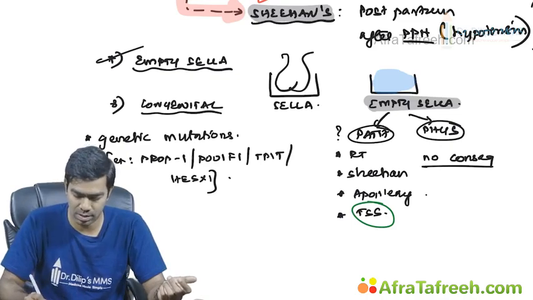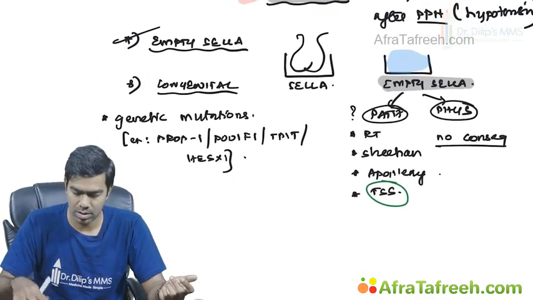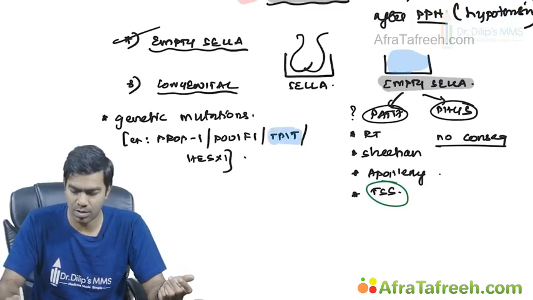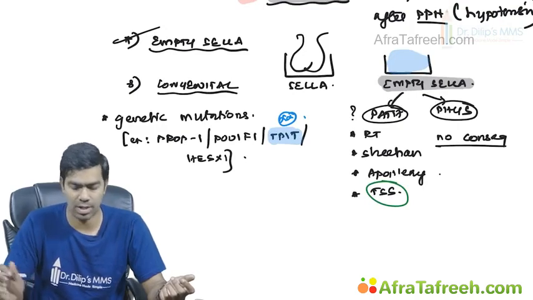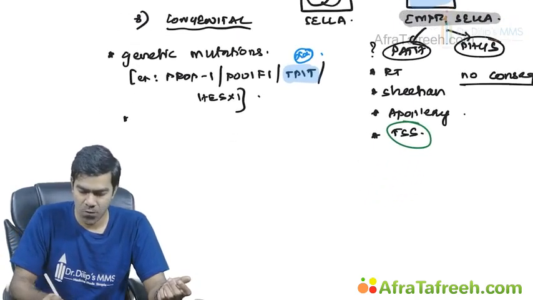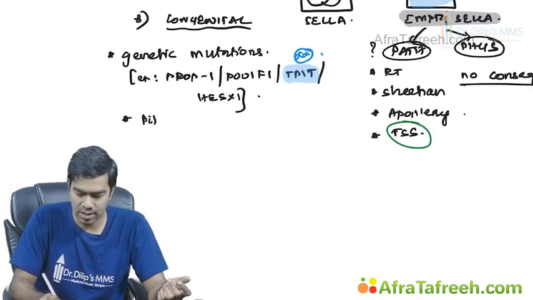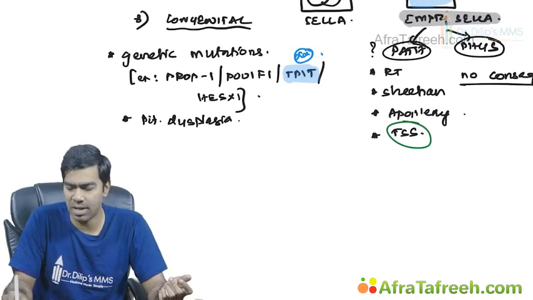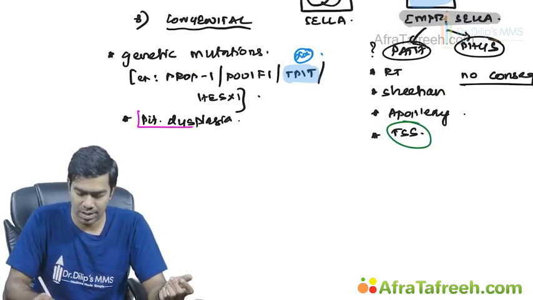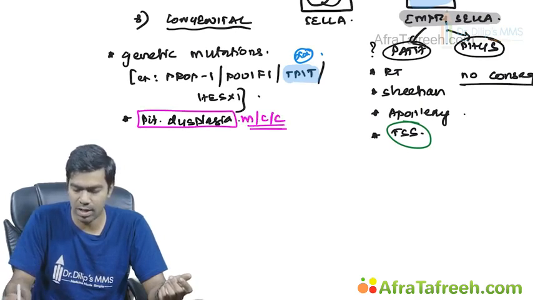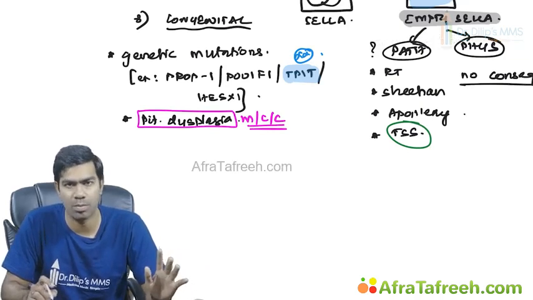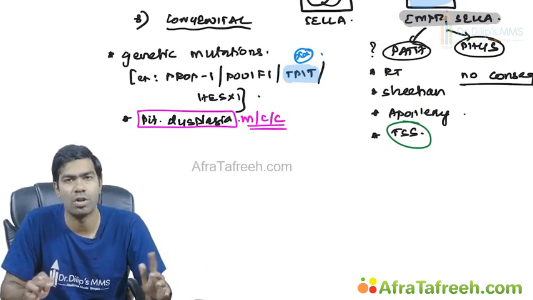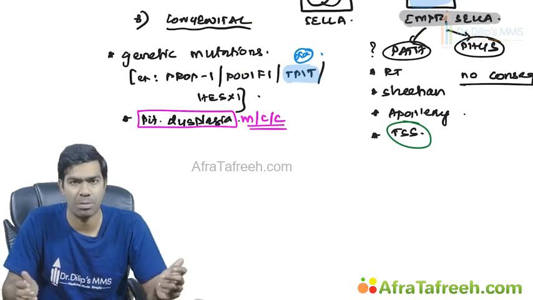In this, T-pit is very, very important. So this is a pit, and T-pit is really important for exams. At least remember that. Apart from that, you can get a condition called pituitary dysplasia, or it could be aplastic as well. But remember, dysplasia is supposed to be the most common cause of congenital hypopituitarism. Very important point. Pituitary dysplasia is the most common cause of congenital hypopituitarism. All right.